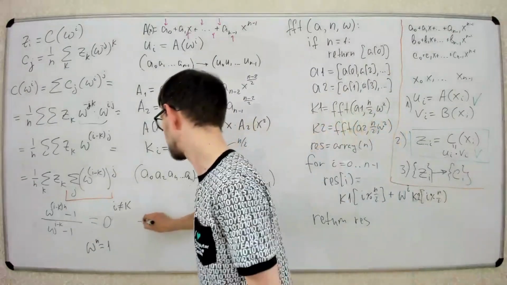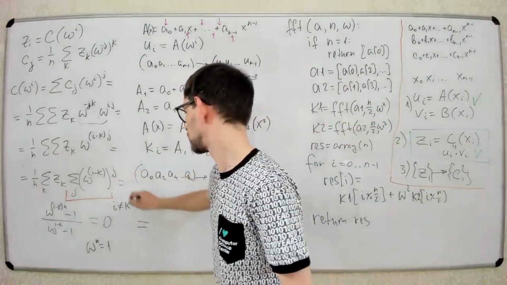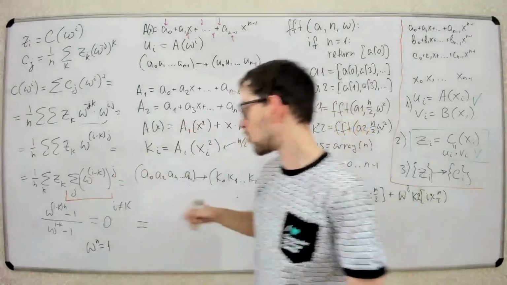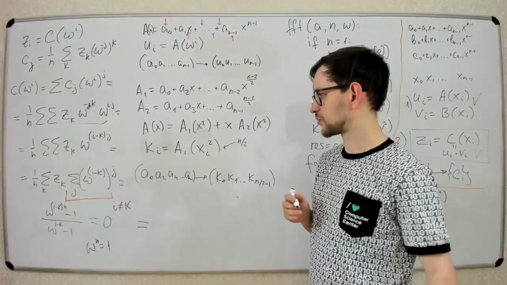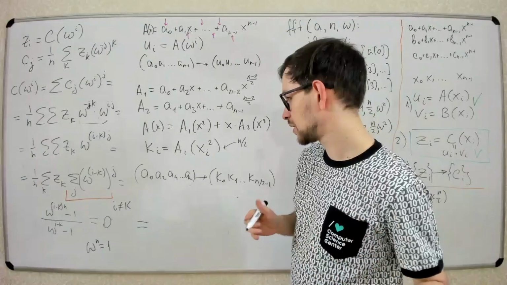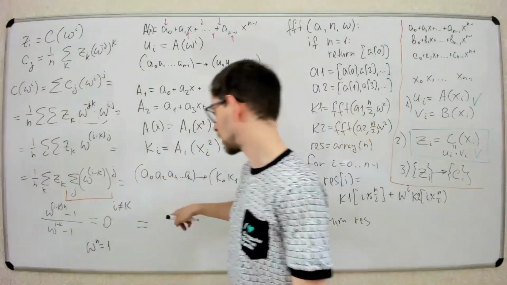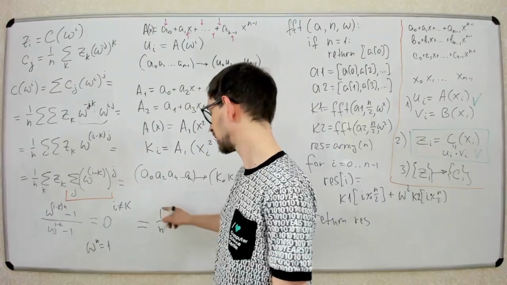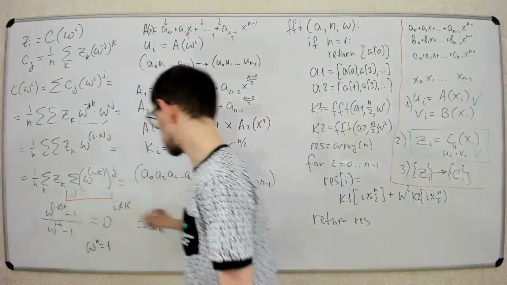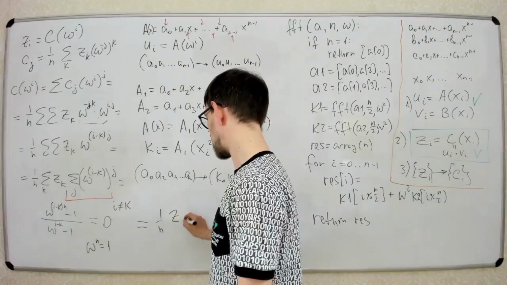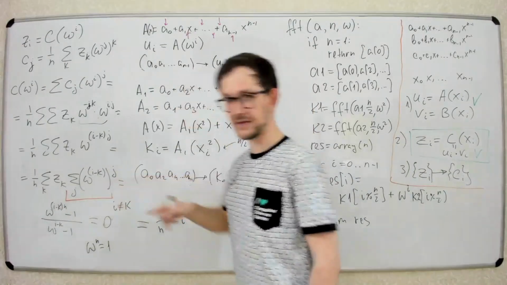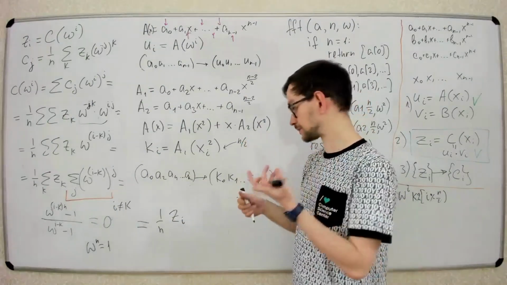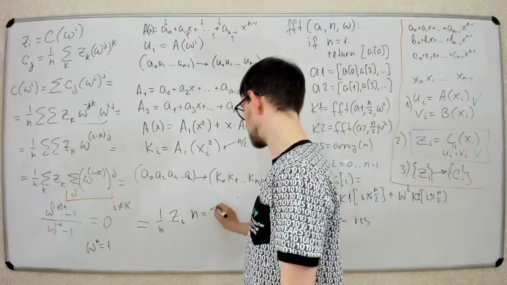So in the end, we'll have all elements of this sum removed, except the elements when i equals k. And when i equals k, I have 1 over n multiplied by z_i, multiplied by this sum. And this sum is a sum of n units, so I have n. So it's z_i.